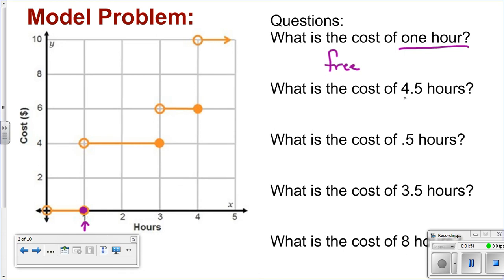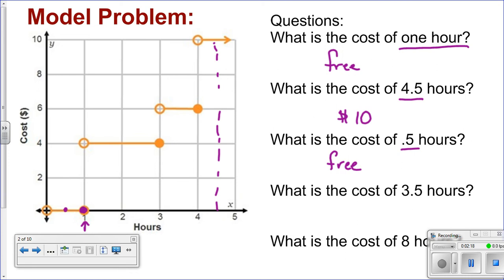The cost for 4.5 hours. So let's go over to 4. Here's 4.5. Okay, 4.5 looks like it's going to cost you $10. Now, what's the cost of a half hour? So 0.5 hours. Well, 0.5 would be right here. So the cost, again, is going to be free.